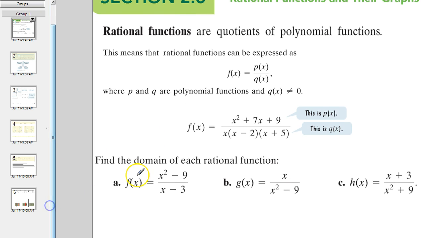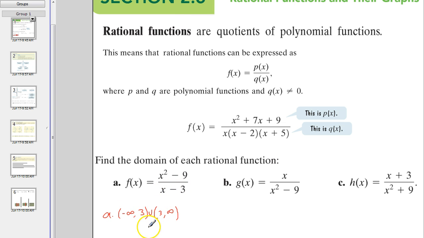So let's find the domain of these. So A, if you recall, we divide by 0 when x is 3. So 3 can't be a part of the domain. The way we write that is negative infinity to 3 union 3 to infinity. The left side is negative infinity, the right side is positive infinity. Everything else is fine here except for 3.